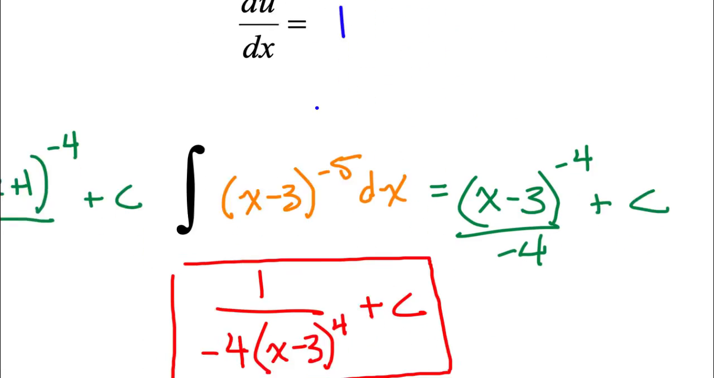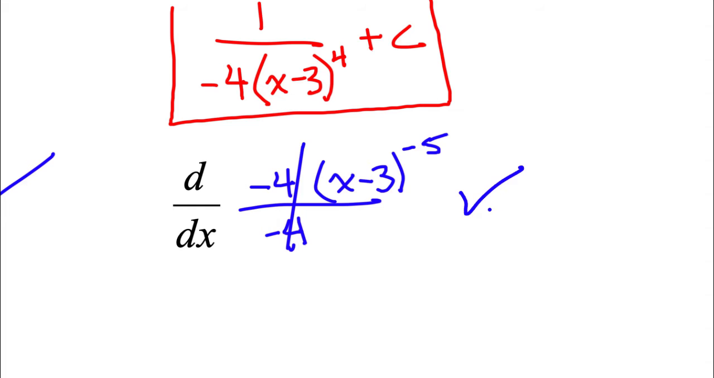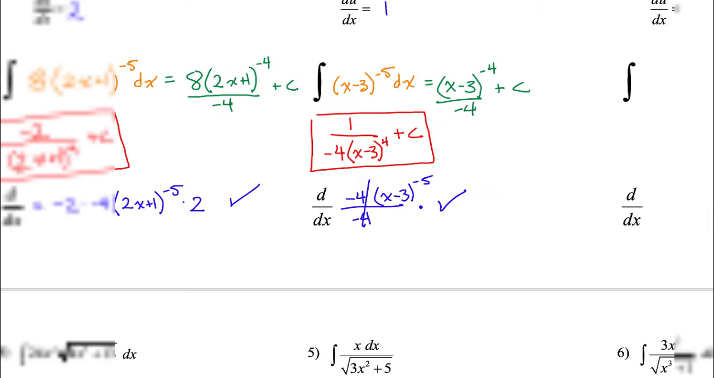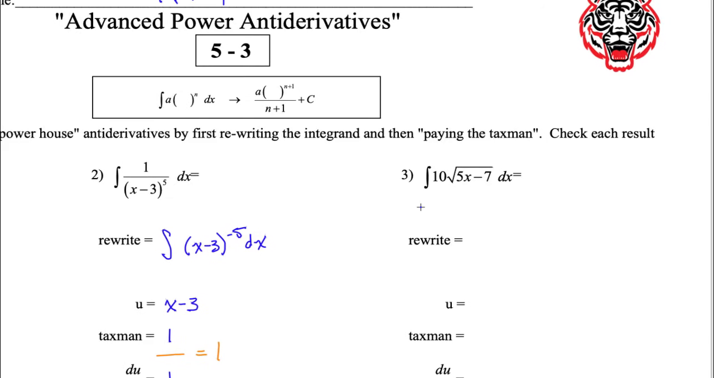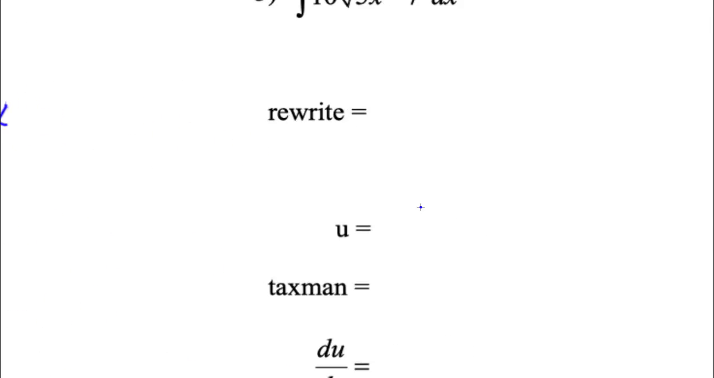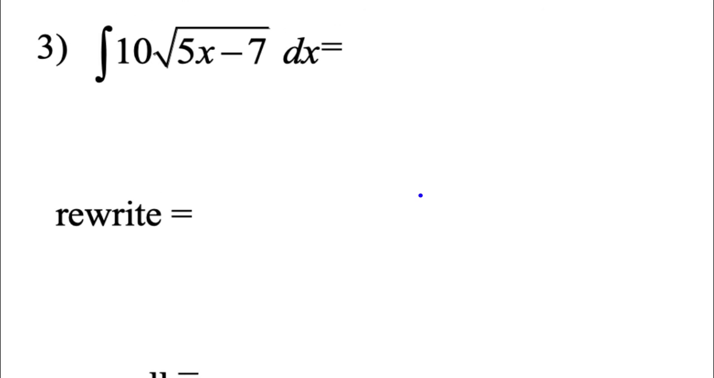So I check my work. It looks good. Check. All right, let's zoom back out. I'm on to the third and final problem from the front side. I need to rewrite this without a radical.